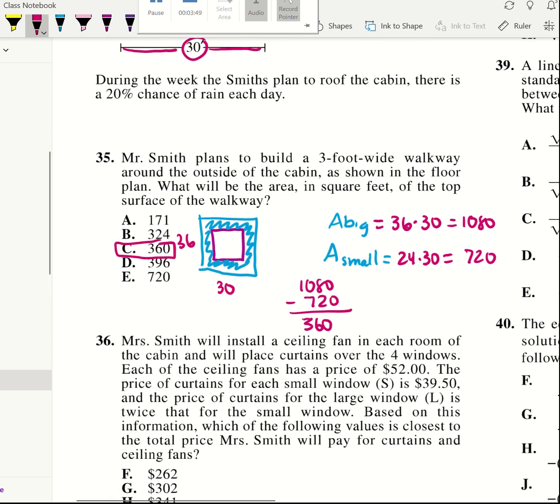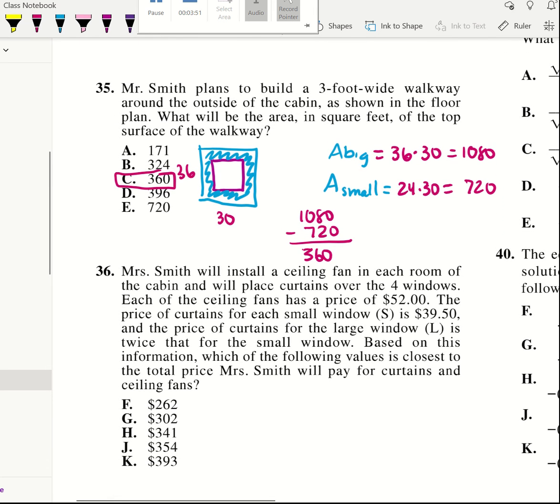Okay, 36. Mrs. Smith is going to install a ceiling fan in each room. Keep in mind, there are 3 rooms. And she is going to place curtains over the 4 windows. Each of the ceiling fans has a price of $52, and there's 3 of them. Okay, there's 3 ceiling fans at $52 each. The price of the curtain for each small window is $39.50, and each large window is twice that.